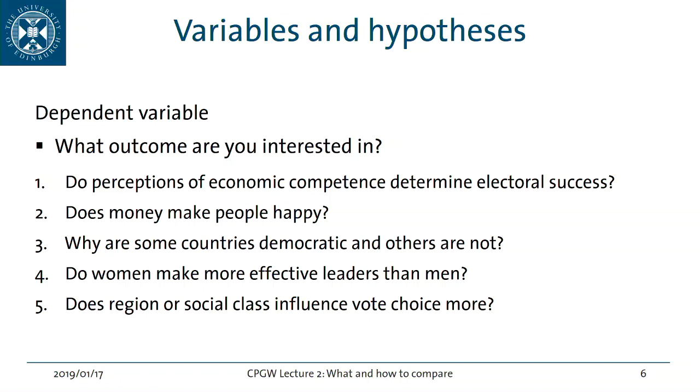When we think about the dependent variable in these designs, we're always interested in what is being affected. What is the outcome that we're interested in? Now, if we look at these kinds of questions, let's just pick one at random. If we pick question 2, does money make people happy? What is our outcome variable here? What is our dependent variable? Does anyone have a suggestion? Happiness, exactly. So happiness is our outcome variable. That's what we're interested in. If we take question number 3, why are some countries democratic and others are not? What's our outcome variable?